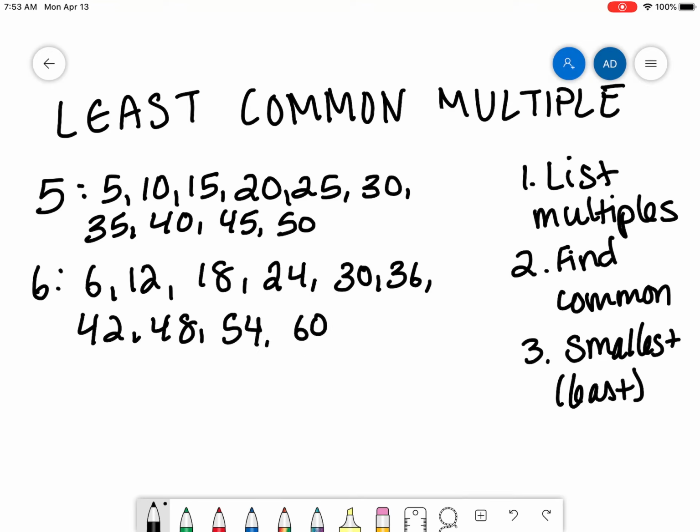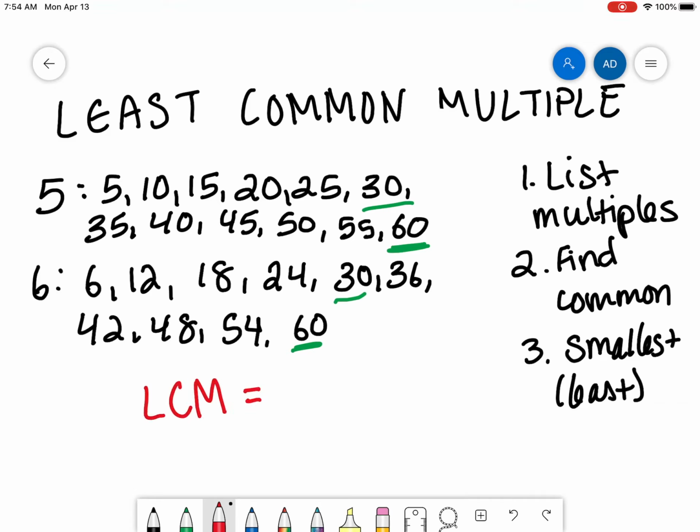Okay, what do they have? That's the same. Step 2. Let's see here. I see that 30 is the same, and on this list, that's all. If I continued this 5s to 55, 60, you would see that 60 is also in common. But what did we find first? 30. 30 is smaller. It's the least. So my least common multiple, or the LCM, between 5 and 6 is 30.